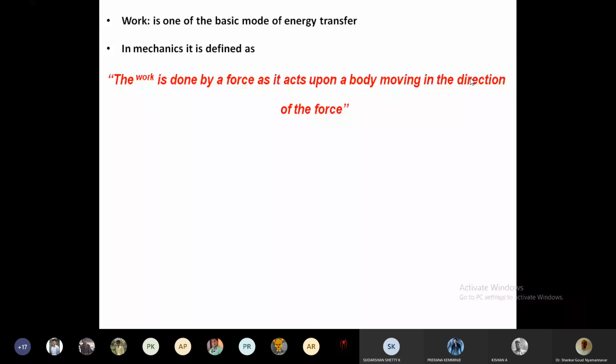Anybody has to say. You say yes, or you don't know. Work is done or not done? Or you don't know? Not done. Work is not done. Why is work not done? There is a force and there is a displacement. How do you justify? Not in the direction of movement.